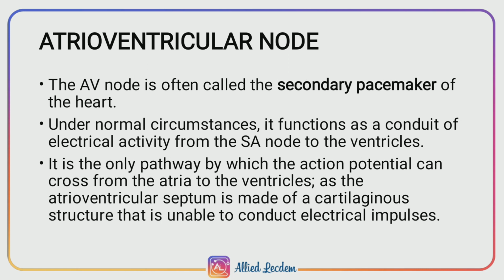Atrioventricular node. The AV node is often called a secondary pacemaker of the heart. Under normal circumstances, it functions as a conduit of electrical activity from the SA node to the ventricles. It is the only pathway by which the action potential can cross from the atria to the ventricles, as the atrioventricular septum is made up of a cartilaginous structure that is unable to conduct electrical impulses.